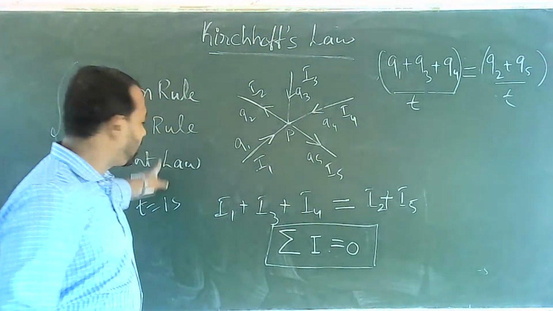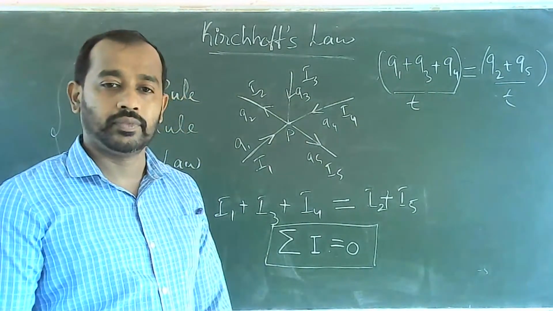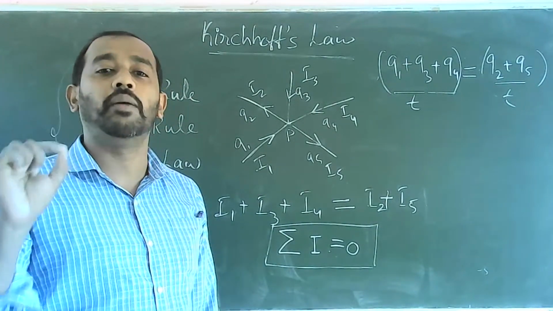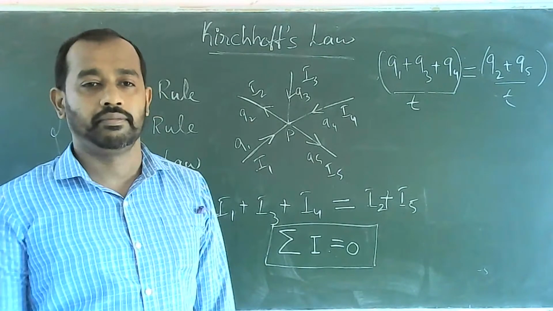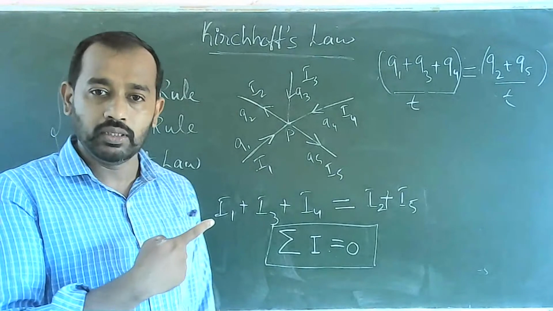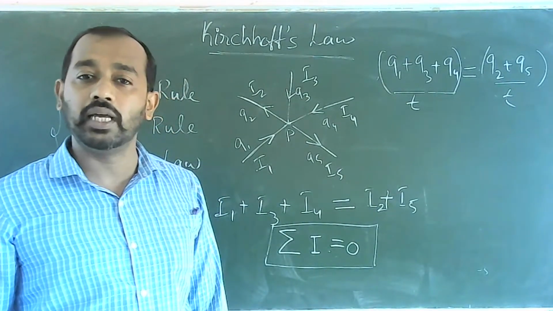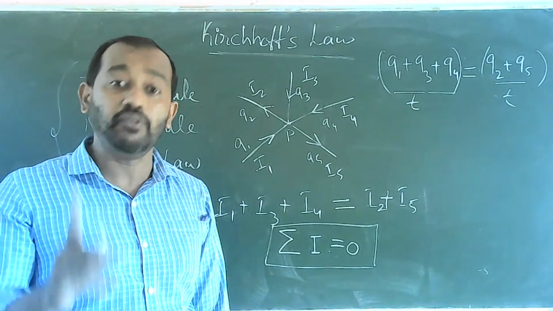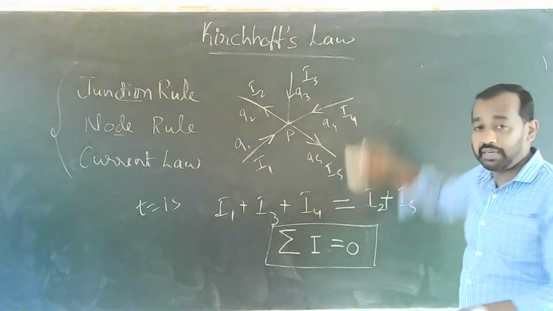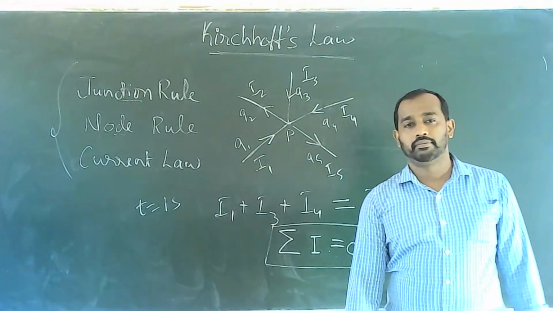That's what Kirchhoff's current law or junction rule says. The amount of current entering the junction should be equal to the amount of current leaving the junction. You have to remember that. The significance of Kirchhoff's current rule or current law is based on the principle of conservation of charges. The question might be asked in the examination: what is the significance of Kirchhoff's current law?